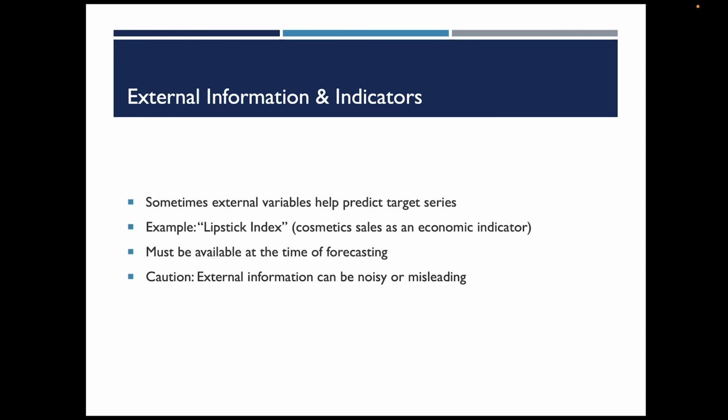The third one is external information and indicators. Sometimes, instead of just using the history of the series itself, forecasters bring in extra information from outside sources. These outside variables may correlate with the series we want to forecast, even if we do not have a direct causal model. That's why we call it a heuristic approach: we use this extra information because it seems to help, not necessarily because the theory says it should. An example, as I said, is the lipstick index.